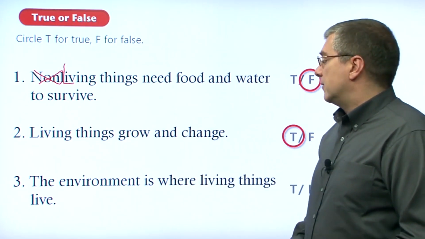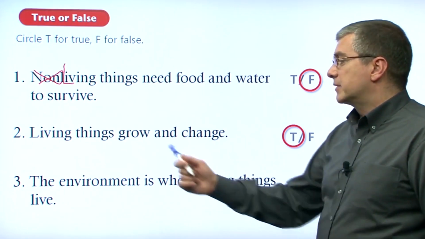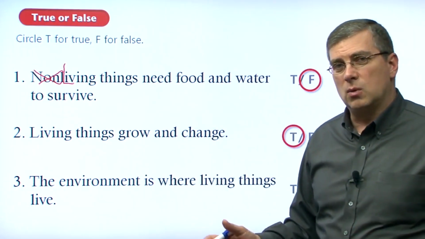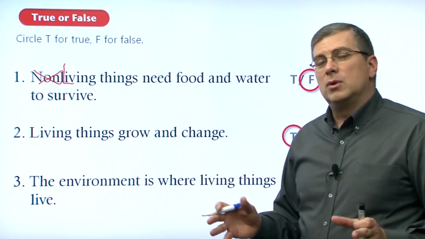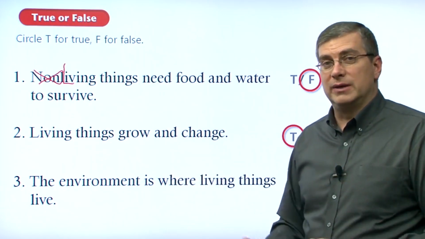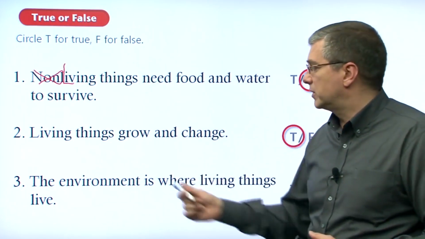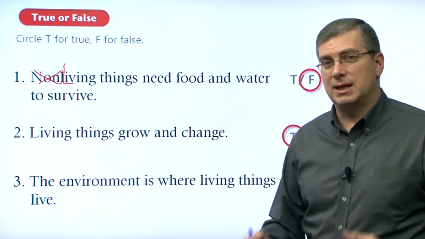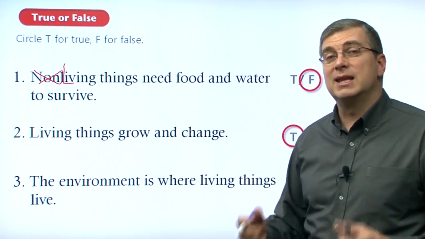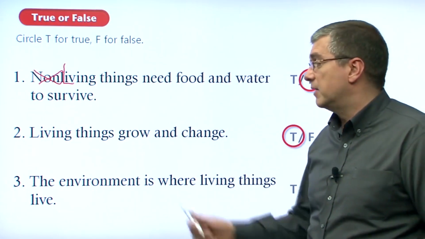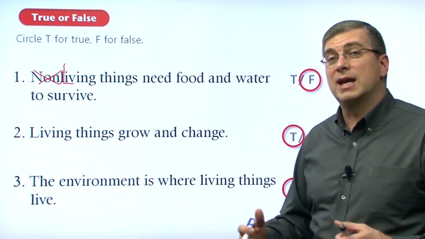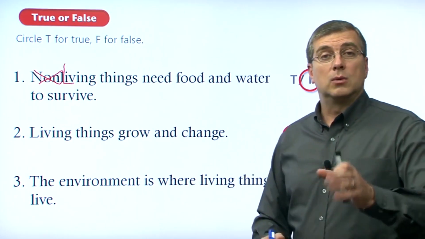Number 3, the environment is where living things live. Is that true? We talked about environment. That's a difficult word. Think about where animals live. Think about where plants live. We call that the environment. And I told you about the importance of protecting the environment, keeping it clean, so that living things can be safe. They can live, they can continue to survive. So yeah, number 3 is true. The environment is where living things live. Okay, we'll wrap it up there.